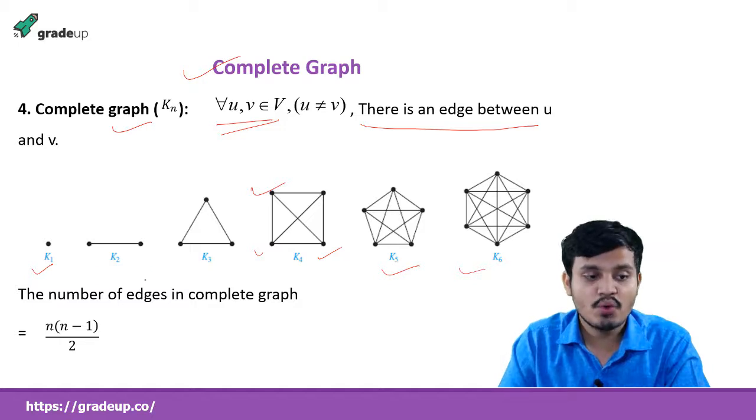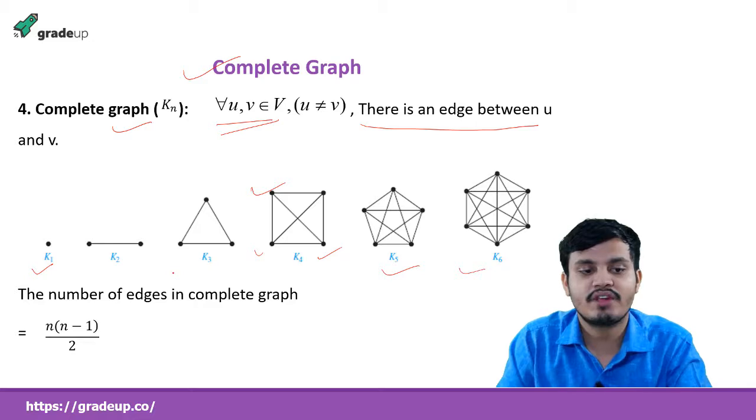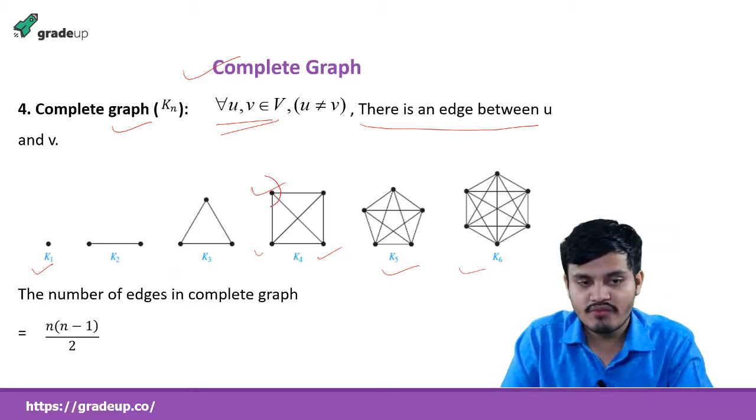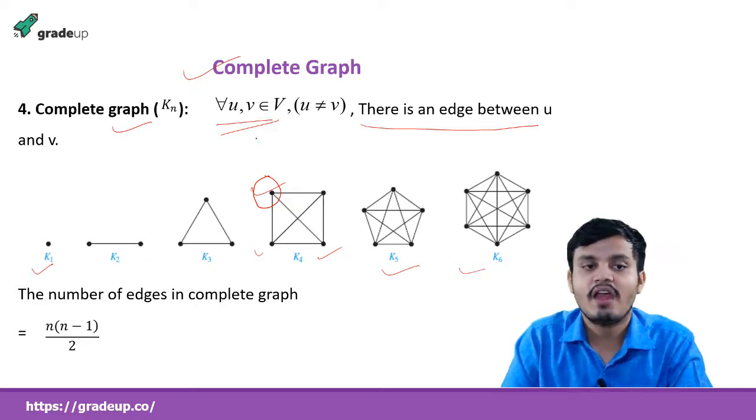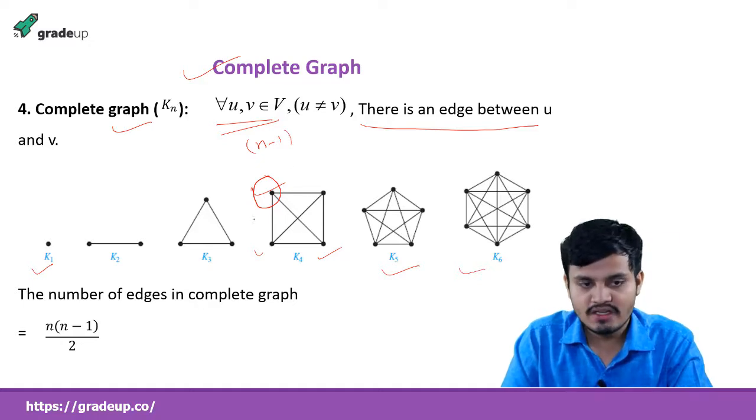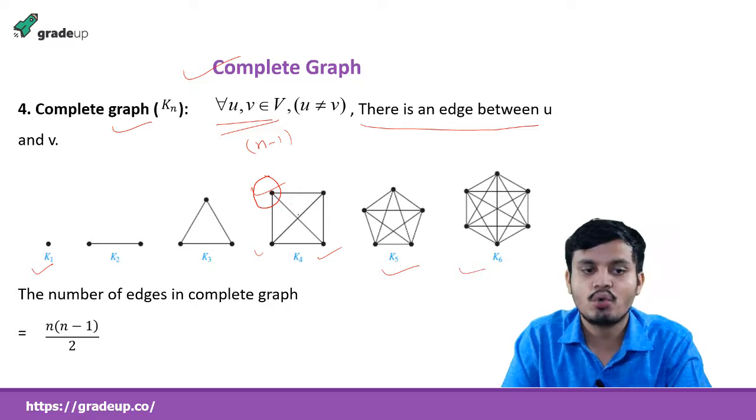Now I am asking you a question: number of edges in a complete graph. How can you find the number of edges in a complete graph? So suppose this vertex, to how many vertices will it be connected? N minus 1. Because there will be n vertices in a graph, and this vertex will be connected to n minus 1 vertices. And how many such vertices are there? So I am counting the degree of every vertex.